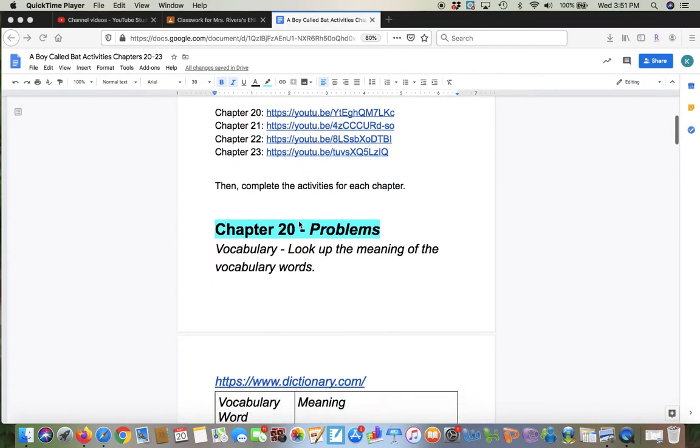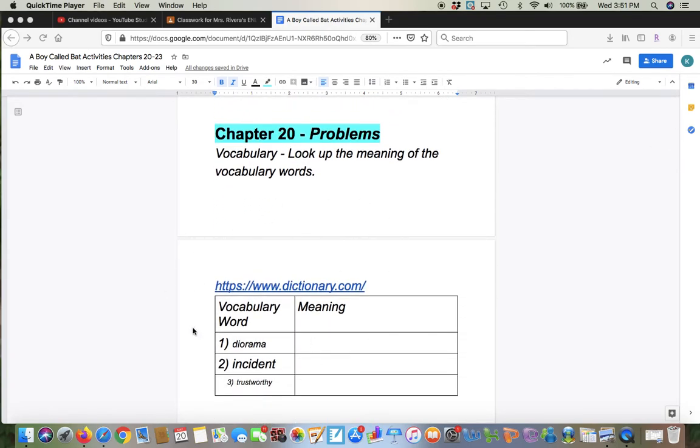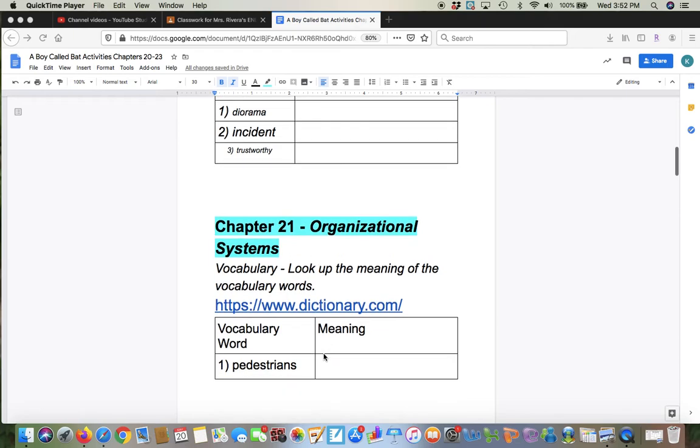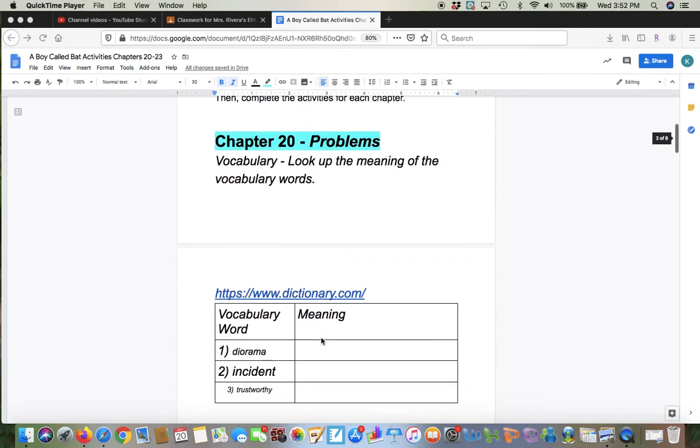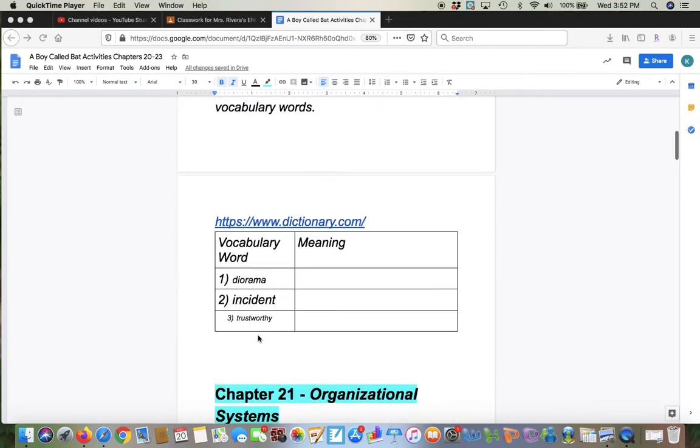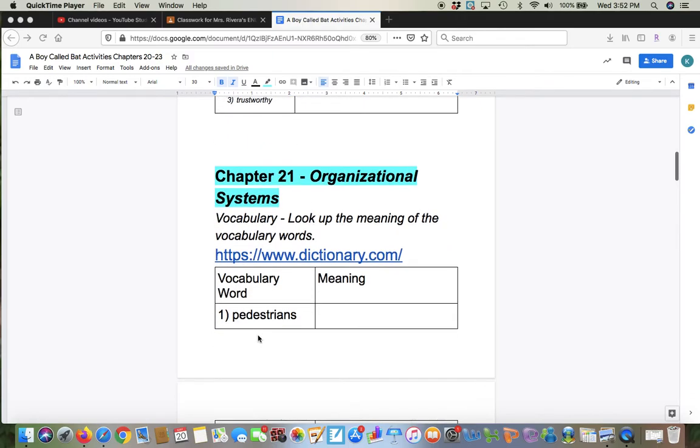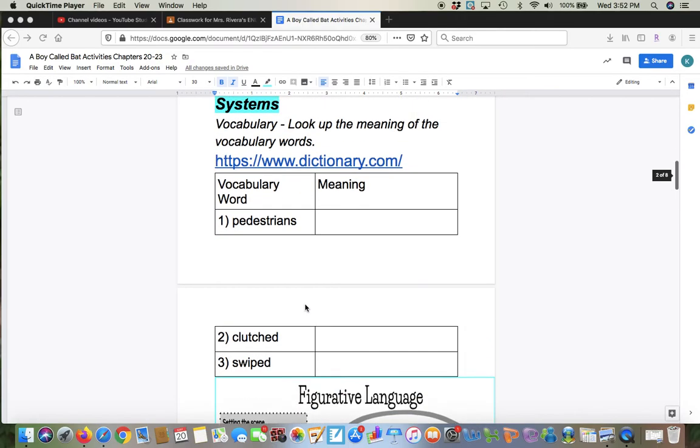So just like before, you're always going to have vocabulary in the beginning. So the vocabulary words for chapter 20 are diorama, incident, and trustworthy. So make sure you know what those words mean and you write the meanings here. Okay. And there's no activity for chapter 20 except for the vocabulary. Chapter 21, you're going to look up the vocabulary words. We have pedestrians, clutched, and swiped.